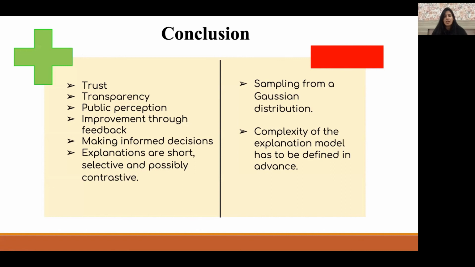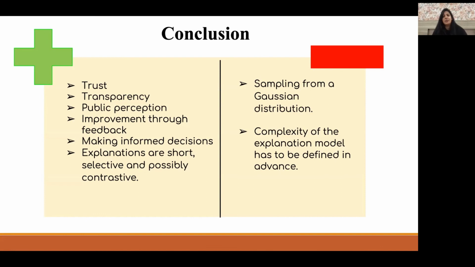Now, talking about how it has helped us. First thing is that it's making our models much more transparent. Second, it's improving the feedback process that we have, which is generally driven by a lot of metrics and visualizations in today's state. Third is the trust that it builds, which helps us make much more informed decisions than we can with our conventional approaches. And the best part is that the explanations that we are getting are really short, they are selective, and also a little bit contrastive.